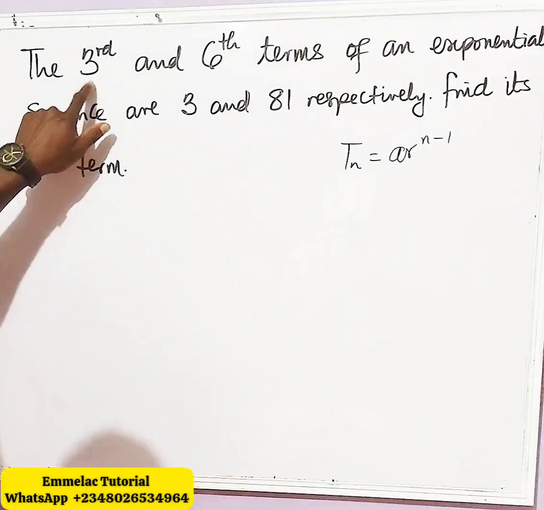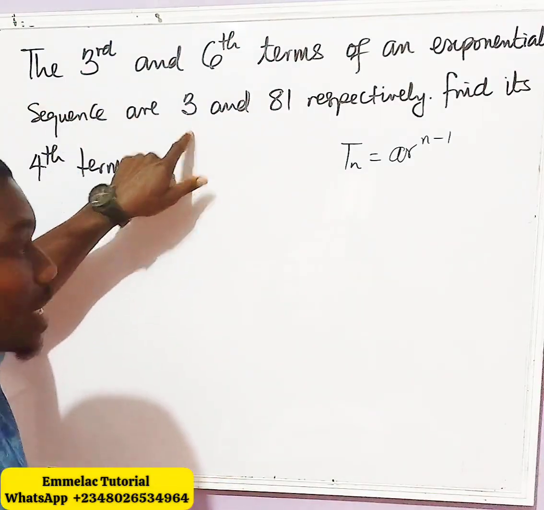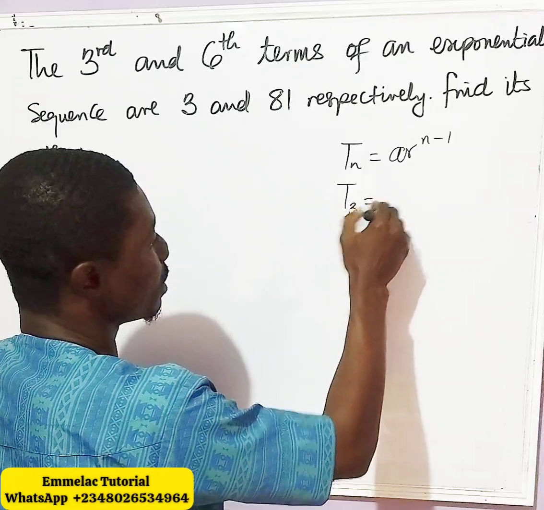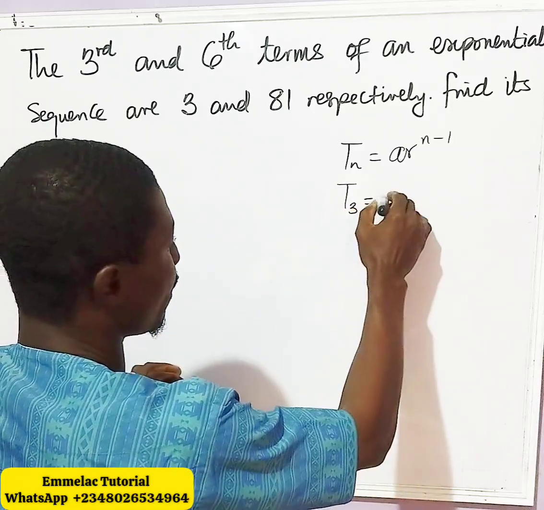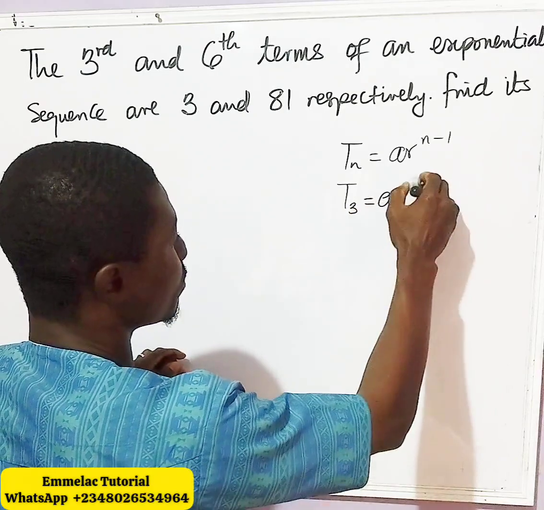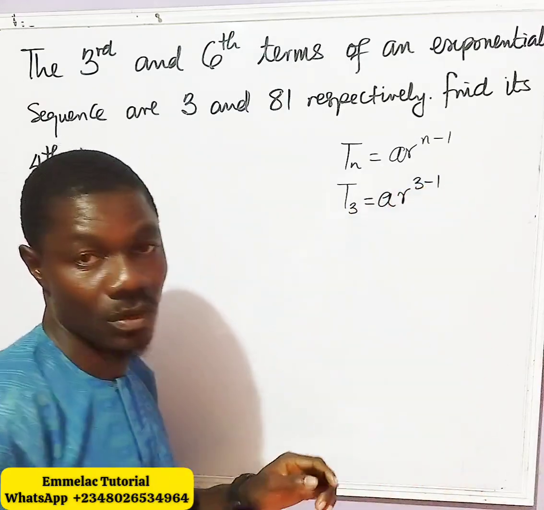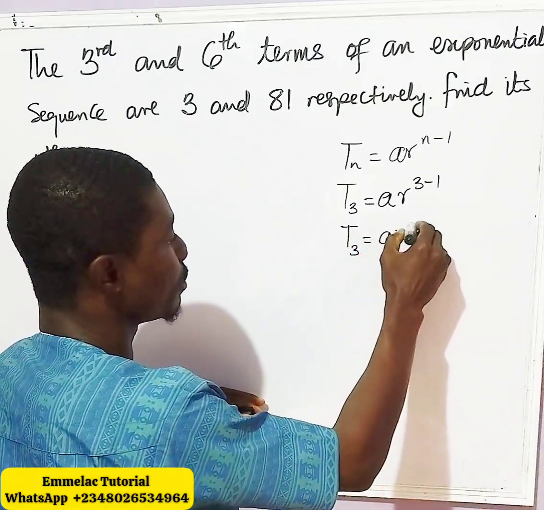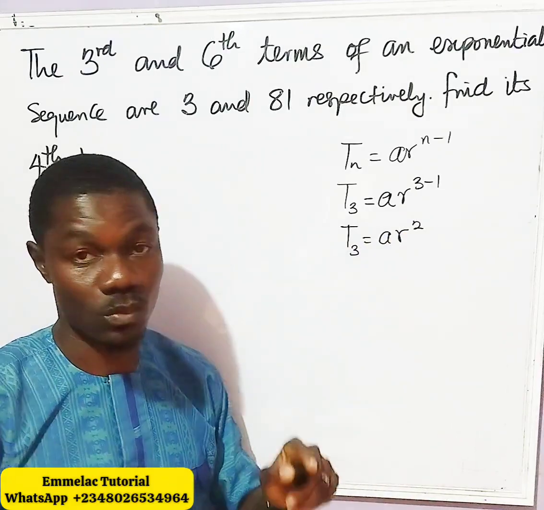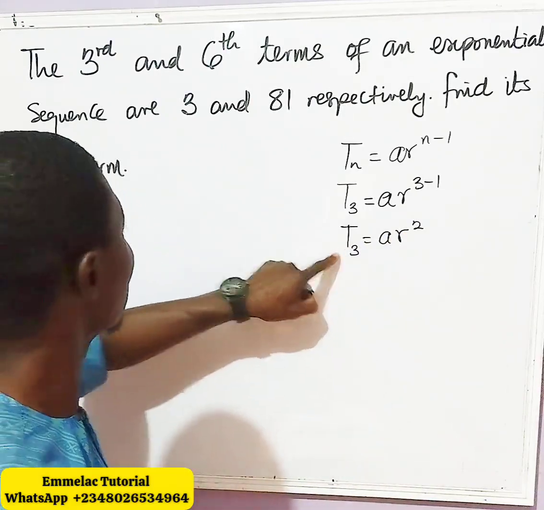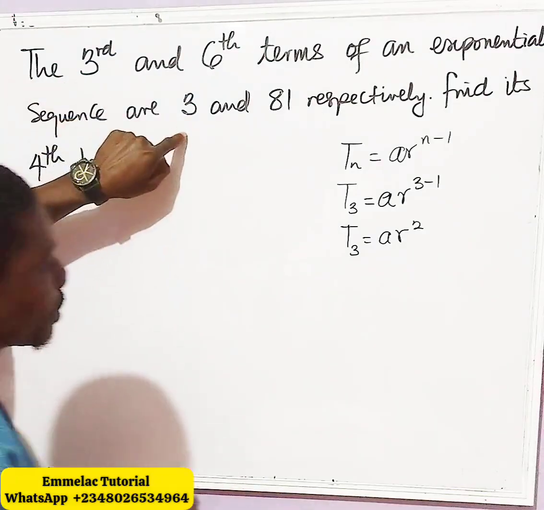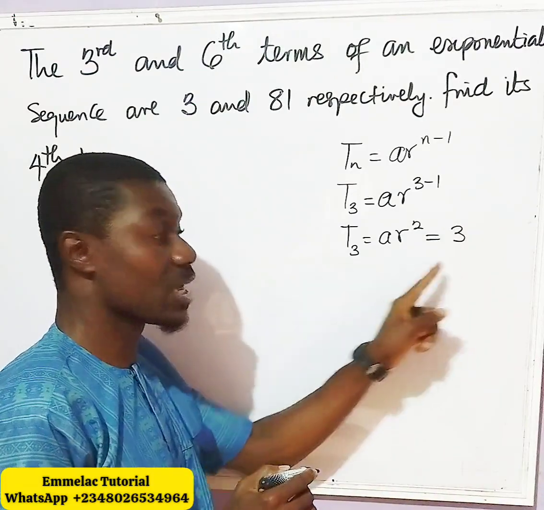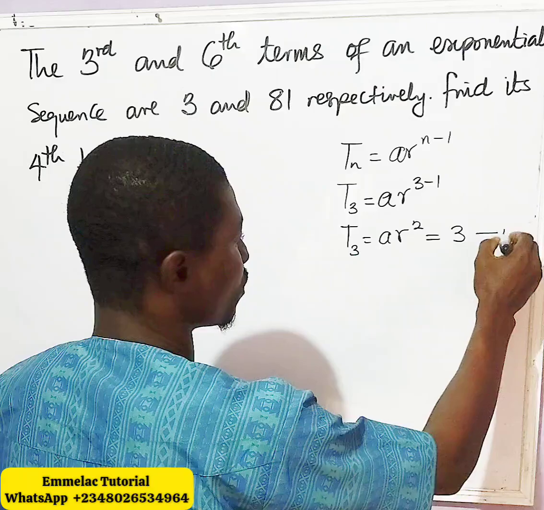We are told the third term equals 3, so we say T sub 3 equals A R raised to the power of 3 minus 1. This gives us T3 equals AR raised to 2, because 3 minus 1 is 2. Given that the third term equals 3, T3 equals 3. Let's make this equation 1.